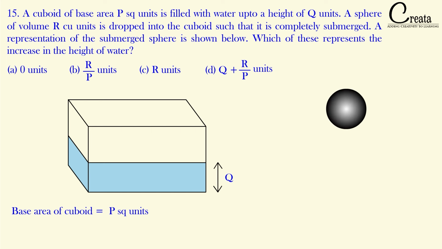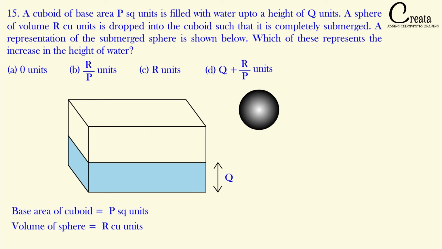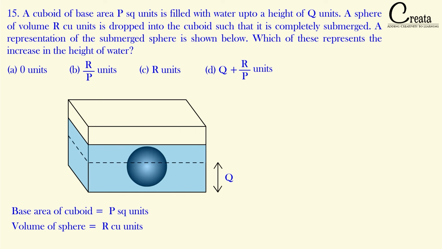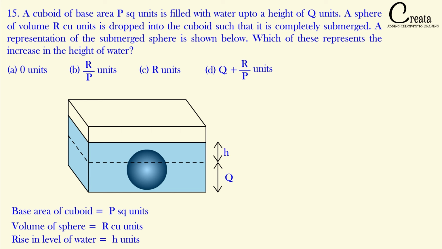Further, a sphere of volume R cubic units has been put into the cuboid. This caused a rise in the level of the water, and the rise in the level of the water, we assume it as H units, and we have to calculate the value of H, that is the increase in the height of the water.